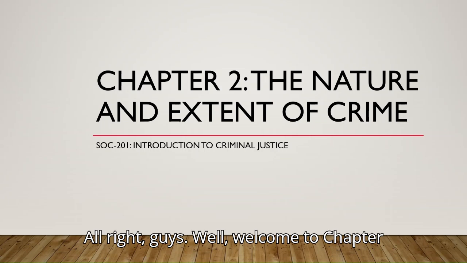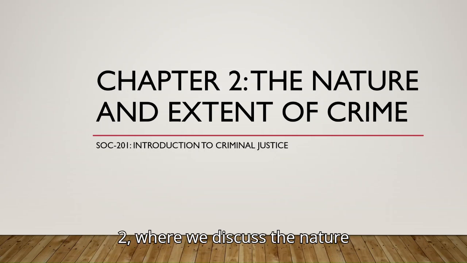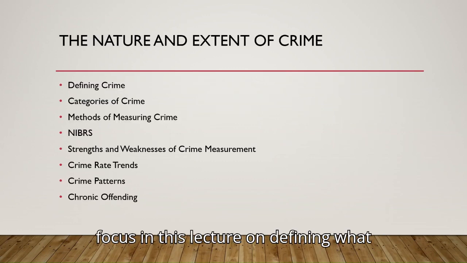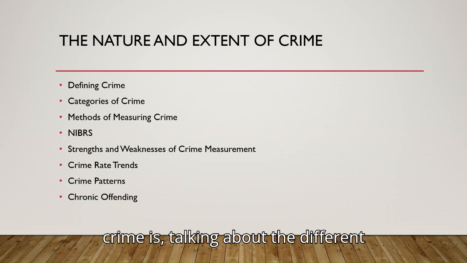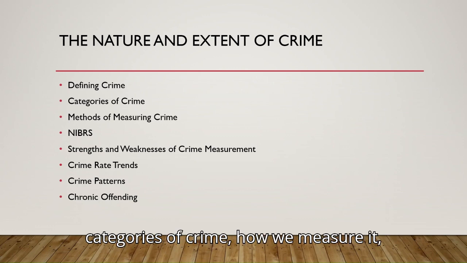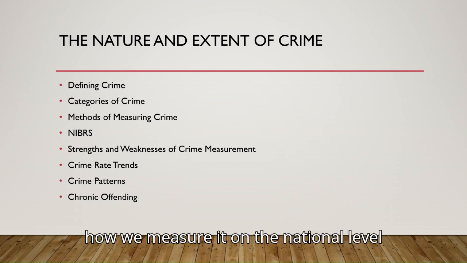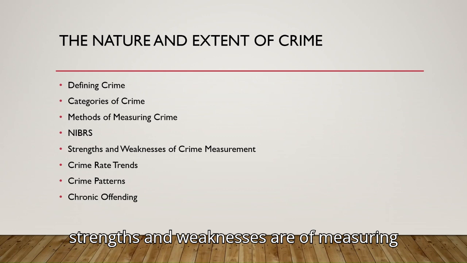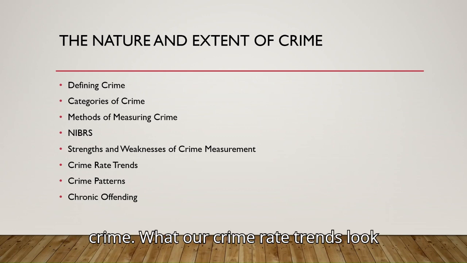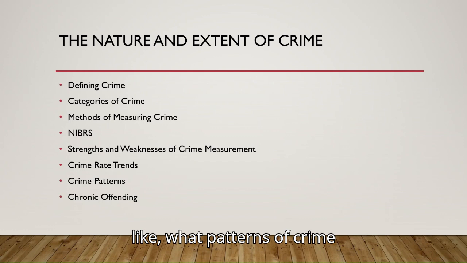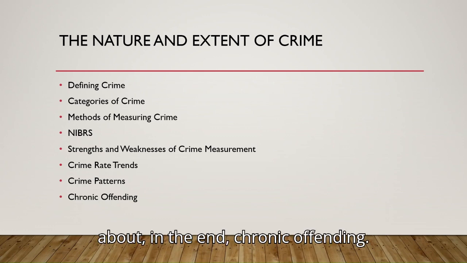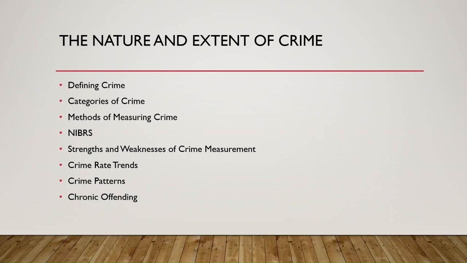All right, guys. Well, welcome to chapter two, where we discuss the nature and extent of crime. We're going to focus in this lecture on defining what crime is, talking about the different categories of crime, how we measure it on the national level through our reporting systems, what the strengths and weaknesses are of measuring crime, what our crime rate trends look like, what patterns of crime exist, and then we're going to talk about, in the end, chronic offending.